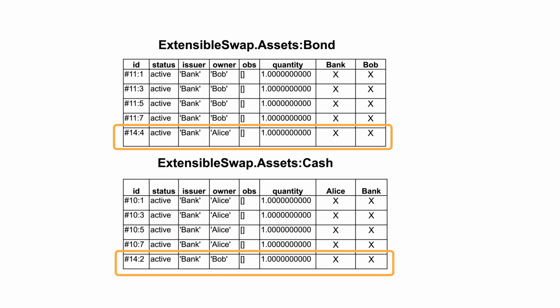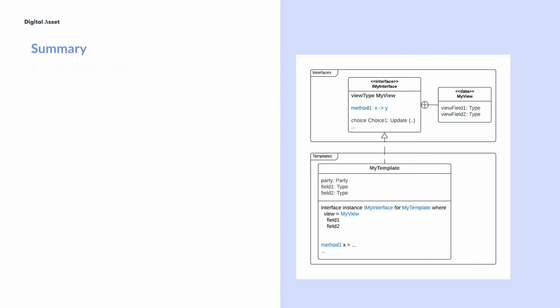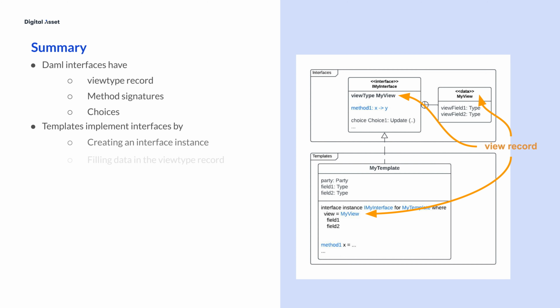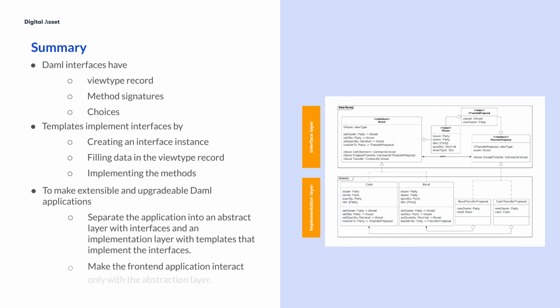Let us now summarize. DAML interfaces have a view type record, method signatures, and choices. The choices are fully implemented, but the methods are not. DAML templates can implement these interfaces by creating an interface instance, filling data in the view type record, and implementing the methods. DAML interfaces help you build extensible DAML applications.